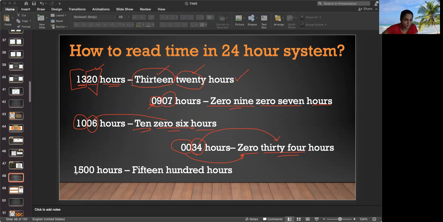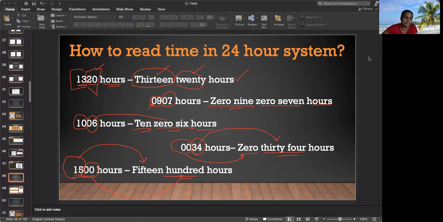And then finally over here, another example. So this is read as 15, and this is for the hours. And since the minutes are complete, it's 00, you read this as 100 hours. It's weird, but that is how you say it. All right, so these are some little differences.